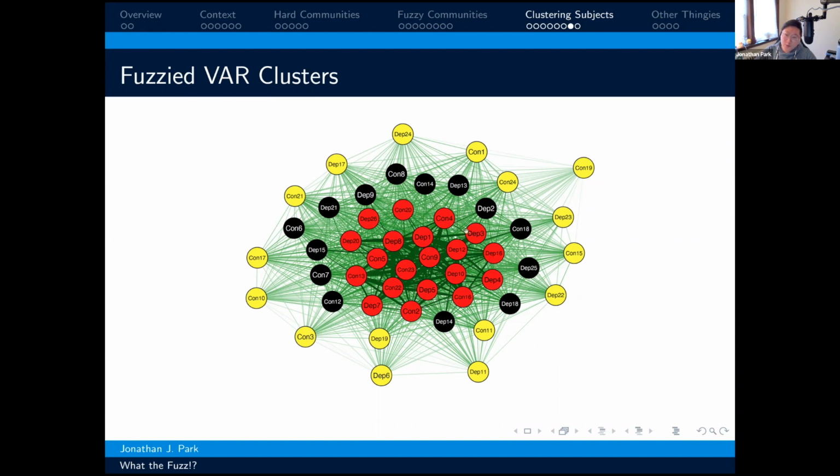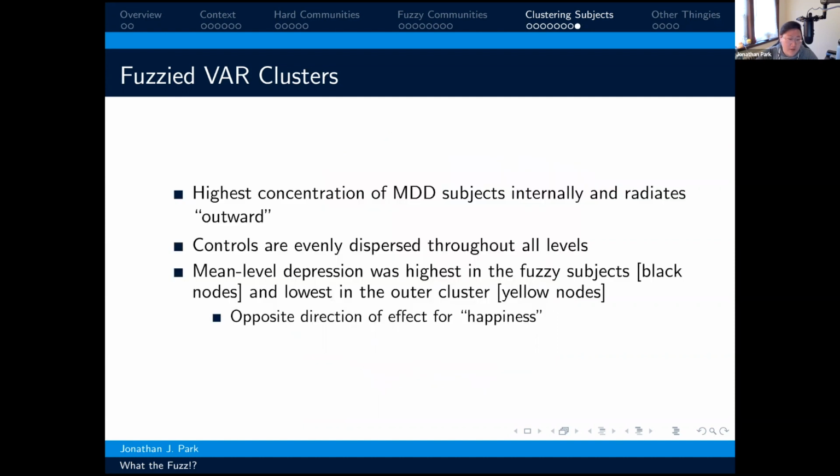Followed by the depressed folks within the red cluster. So fuzzy people tend to have higher mean level depression and also lower mean level happiness, which were just two of the variables that I looked at, relative to people in the outer or the inner categories. Which, again, I'm not too sure what this could mean, but potentially it could mean that there's something about the fuzzy people who are exhibiting these dynamics that's worth further study if they're exhibiting higher than average depression and lower than average happiness. And that's basically just reiterating what I said here.